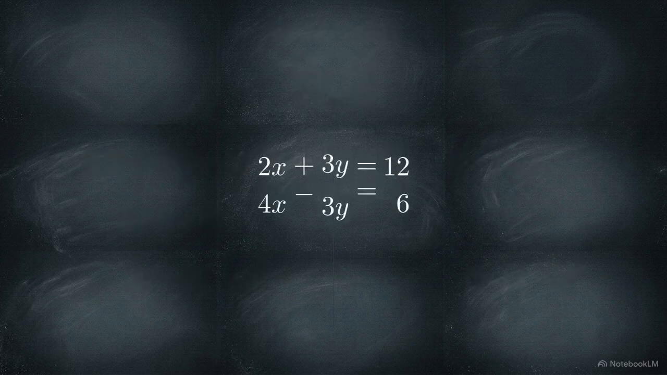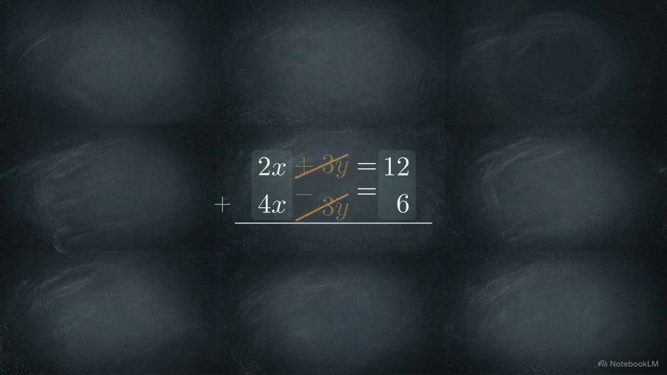Now, consider a system where no variable is isolated. Forcing a substitution here would lead to complex fractions. Instead, we use elimination because we have matching but opposite coefficients, a positive 3y and a negative 3y. Take a second to look at these columns. If we were to add these two equations together right now, what would happen to those y terms?